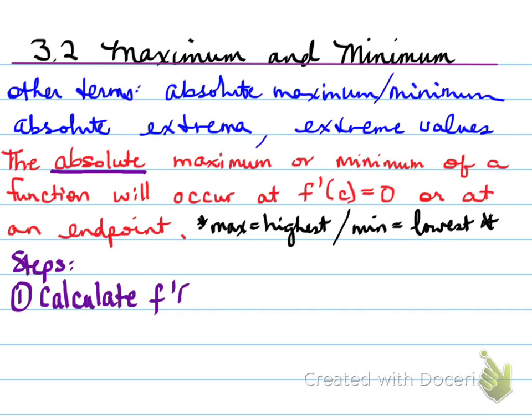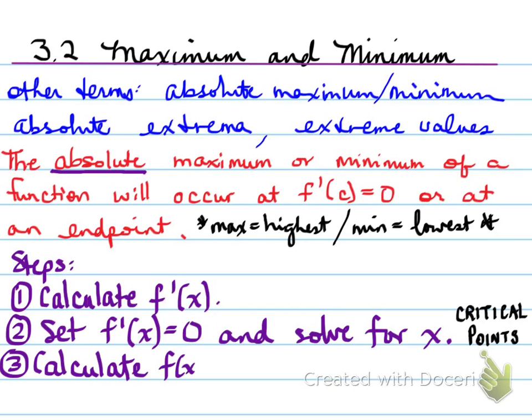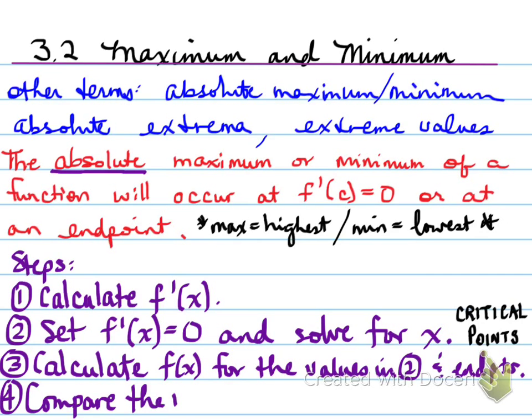Now, step 1, calculate the derivative. Step 2, set the derivative equal to 0 and solve for x, also known as a critical point. And step 3, calculate f at x for the values in step 2 and the endpoints, meaning that I'm going to plug in the values that I found in step 2. So all the values where the derivative is equal to 0 and the endpoints, plug those into the original function f and compare those values to find the max or min.